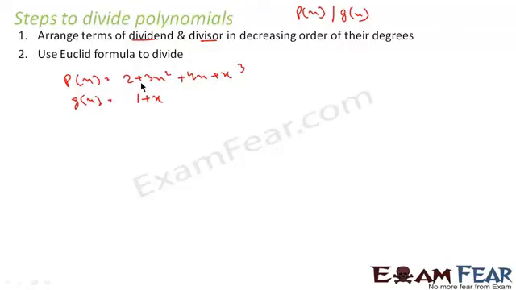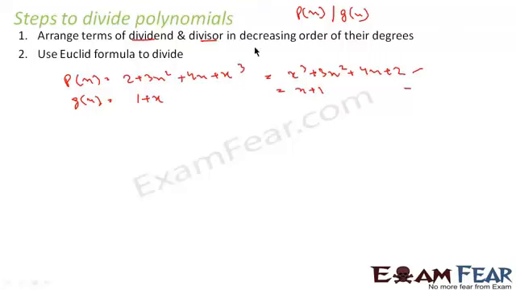So you see the powers are not arranged properly, so I'll rearrange this. I'll write this as x cubed, the highest power. The second highest power is 3x squared. The third highest power is 4x plus 2. And this I'll write as x plus 1. Now the first step is done. We have arranged this in the descending order of their degree, and then we will use the Euclid formula.